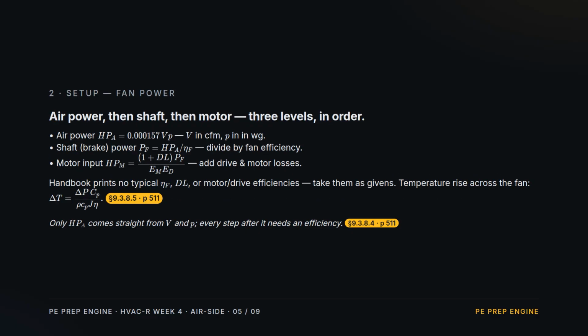Setup. Fan power in 3 levels. Air power is the constant times flow times pressure, with flow in cubic feet per minute and pressure in inches water gauge. Divide by fan efficiency for shaft or brake power. Then inflate for drive and motor losses to get the motor input. The handbook gives no typical efficiency or loss values, so treat them as problem givens. There's also a small temperature rise across the fan, and note its capital CP is a unit constant, not the lowercase specific heat.